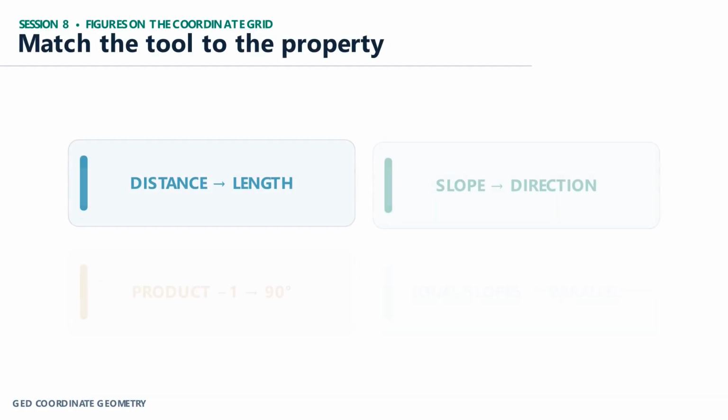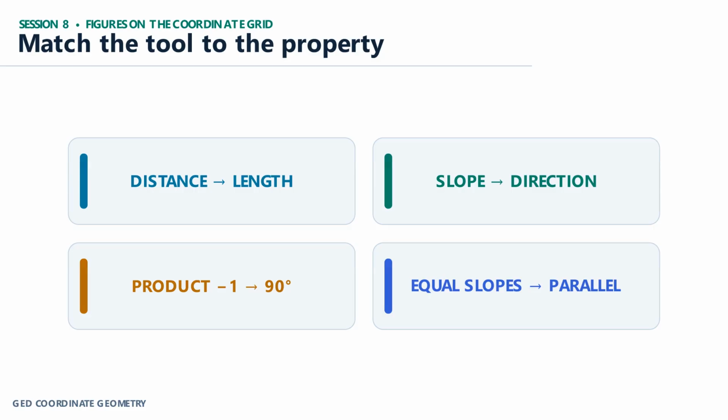Choose evidence intentionally. Distance proves equal sides or diagonals. Slope proves parallel, perpendicular, or collinear structure. Horizontal and vertical coordinate differences give fast axis-aligned lengths. A convincing classification normally uses at least 2 properties. Equal opposite sides alone can describe a slanted parallelogram, so they do not prove a rectangle.